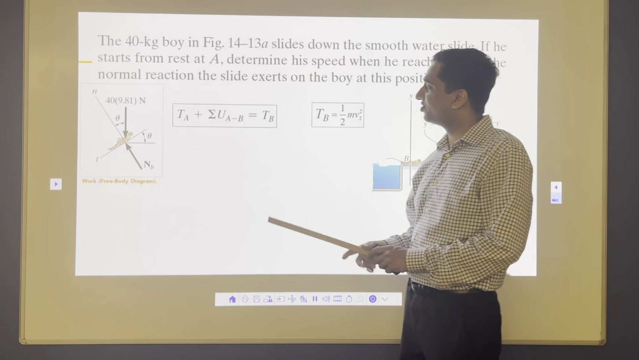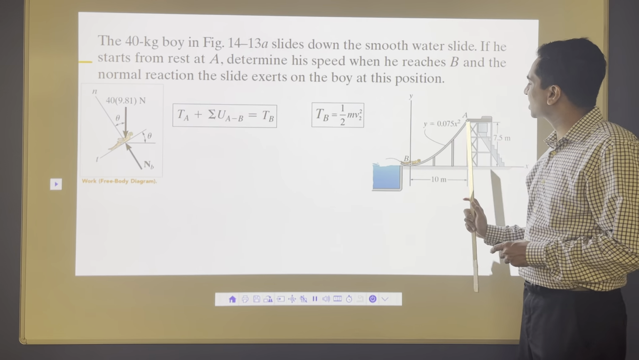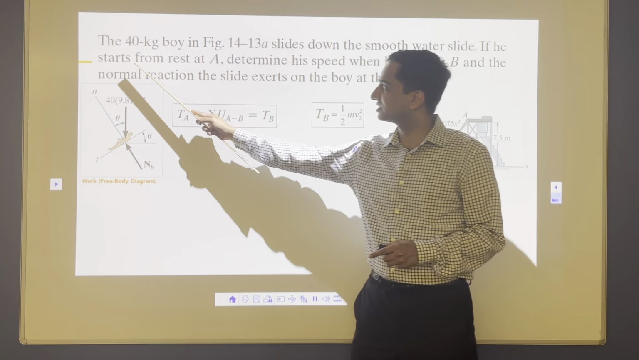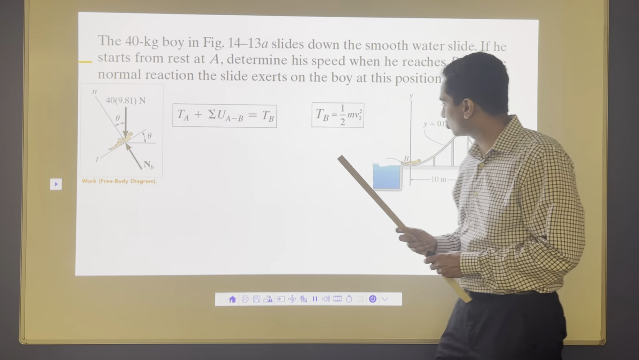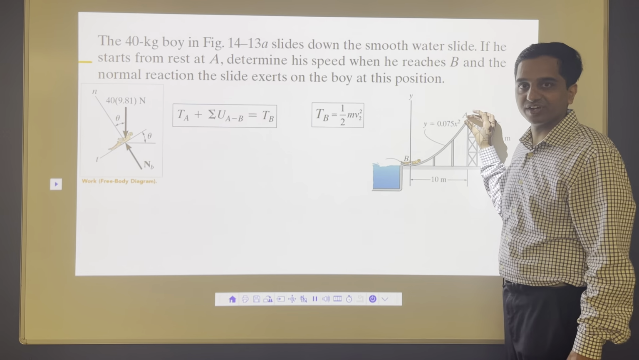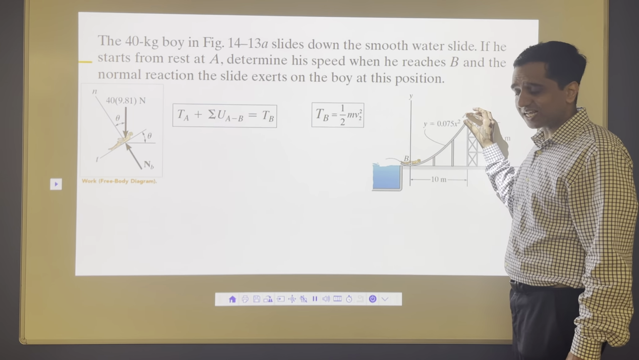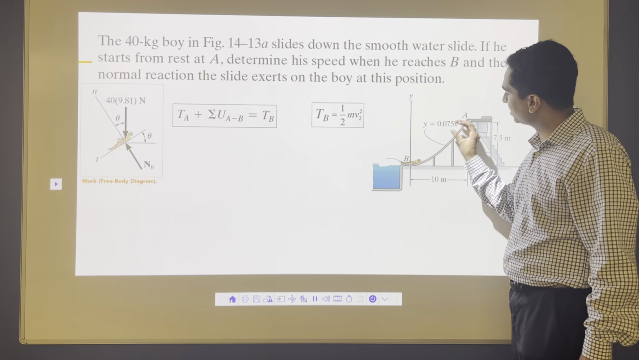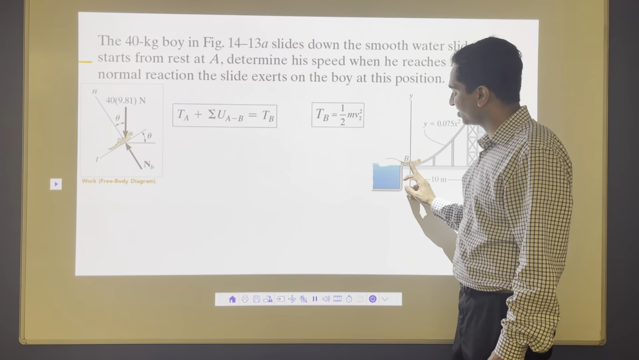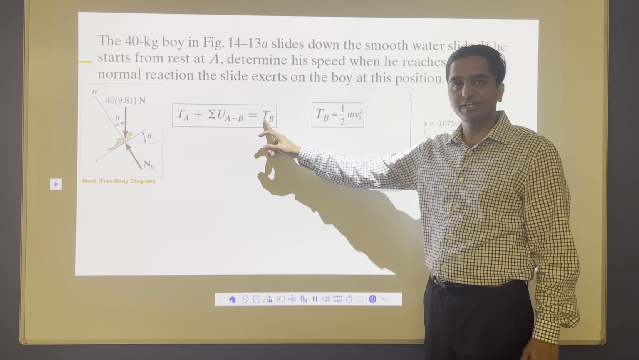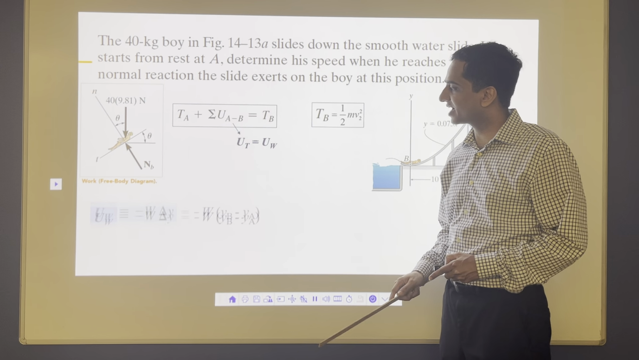Now in this case, TA is 0 because the boy is going to start from rest. It says he starts from rest, it means initial velocity is 0. If V1 is 0, TA is 0. So he doesn't have kinetic energy here. All he has is potential energy. So as he comes with 0 kinetic energy, there will be work done by gravity, and then he's going to reach here, that will be my TB. So all I have to do is find out the total work done by gravity. So that's my work done by gravity.